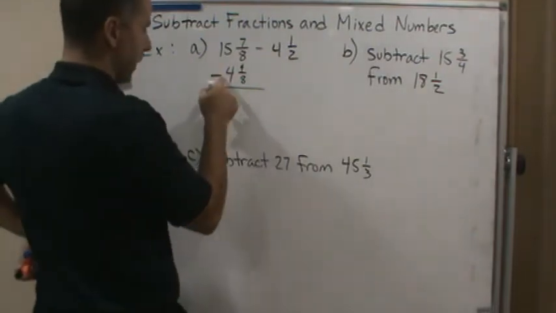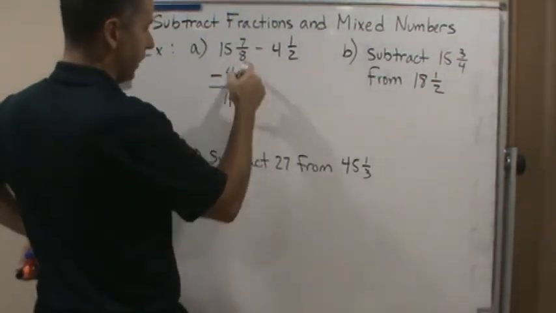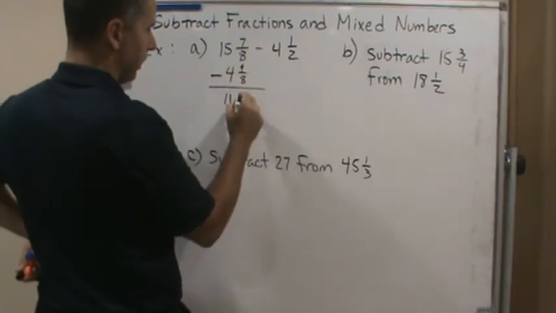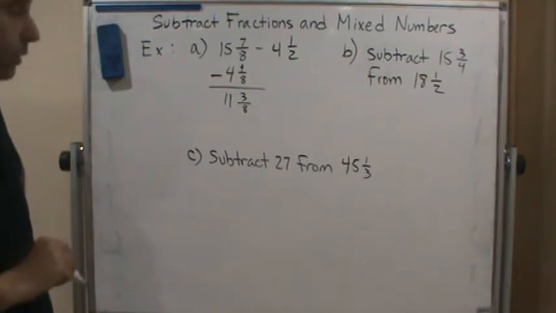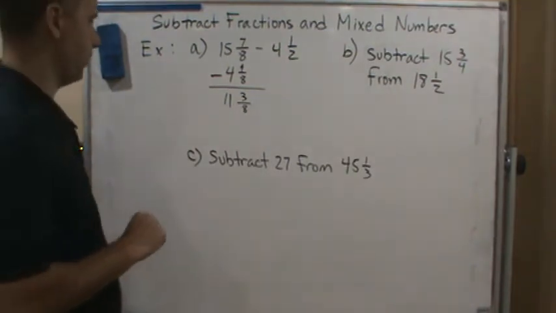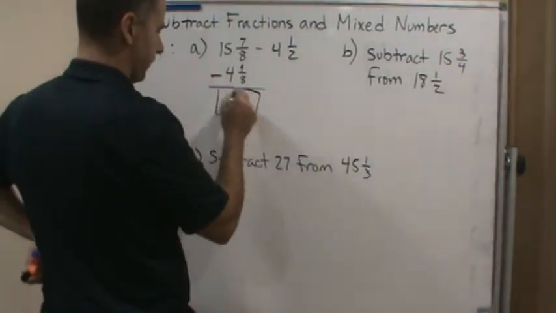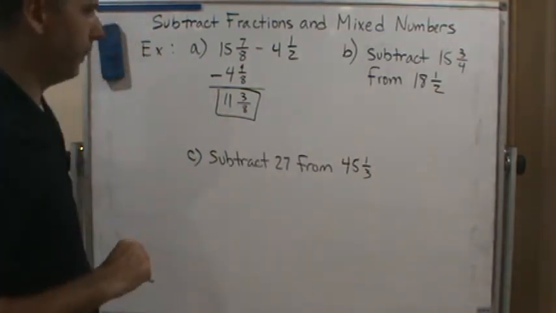So 15 minus 4 is 11. 7 minus 4 is 3/8. So I just subtract them like I do fractions. And so my answer is 11 3/8. And it's reduced. Now what about this one?